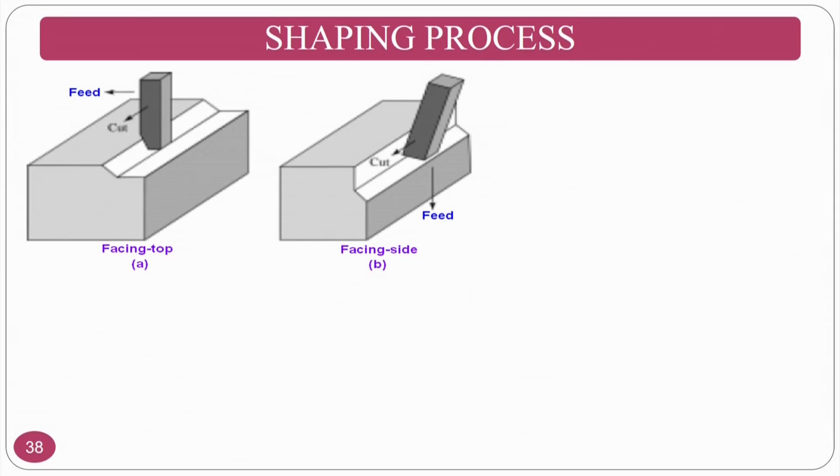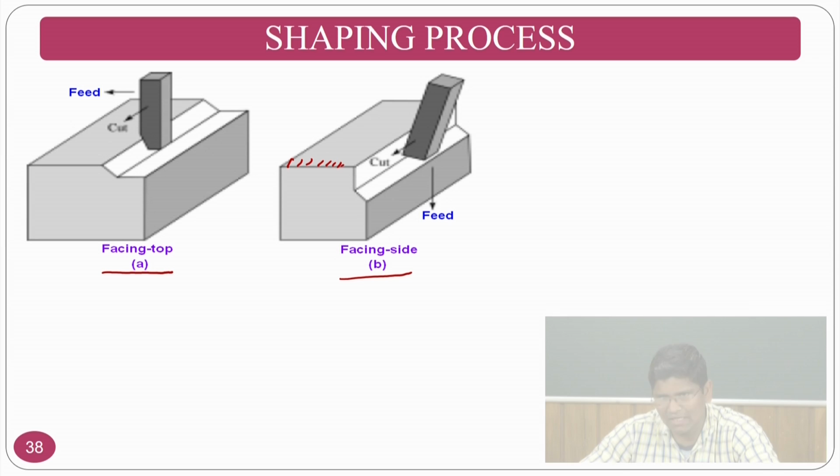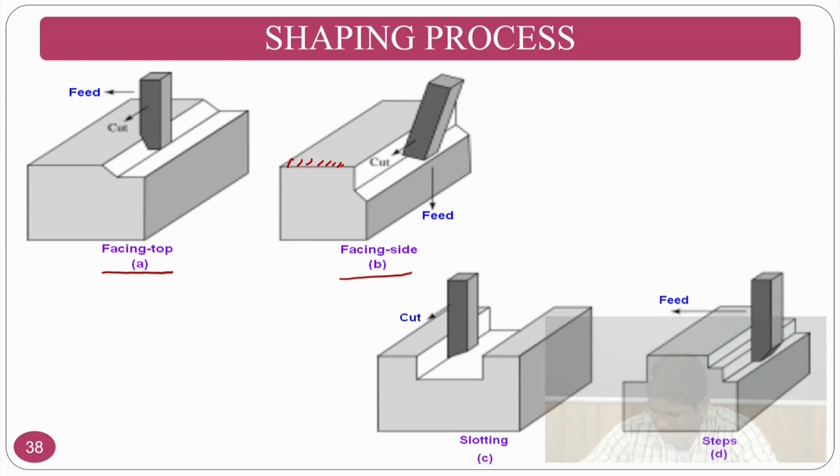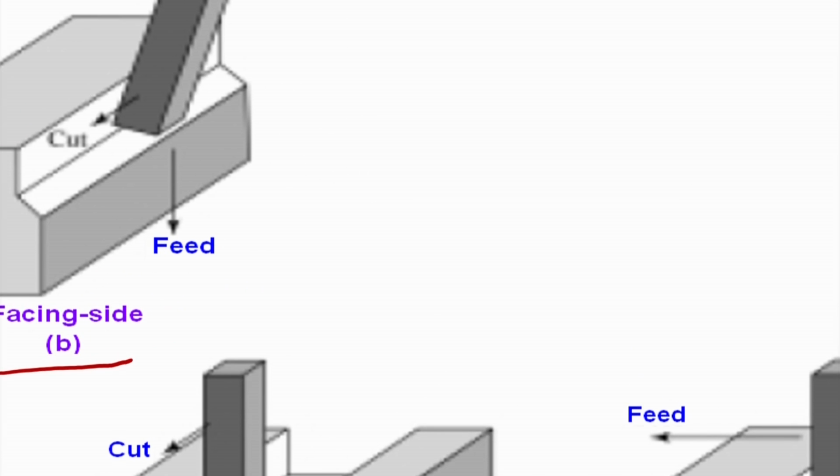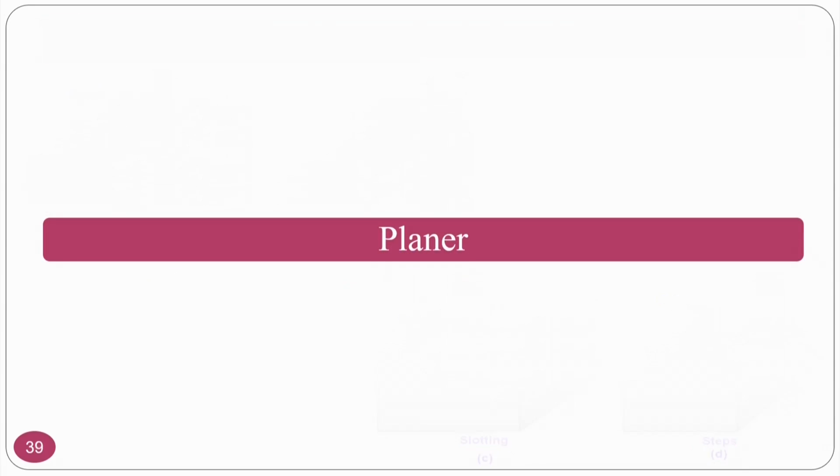If you see the shaping process, there are many varieties of shapes that one can generate. That is called facing on a top. This is one type of generation. Facing on a side, because this is the top surface, so it is done sideways. You can also generate slots where you can put keyways and similar features. At the same time, you can also generate steps. These are the varieties of applications of the shaping process.